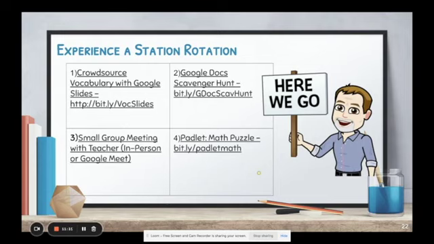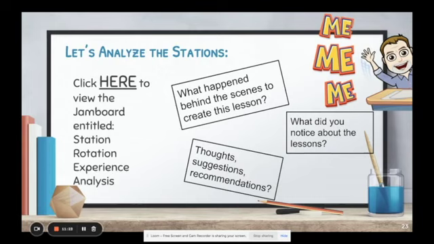Station 3 is a small group meeting with me. And then station 4 is a Padlet station. And I'll have people in the session go through there. And when we're done, I'll ask them 3 key questions. What happened behind the scenes to create this lesson? What did you notice about the lessons? And any thoughts, suggestions, or recommendations that they might have.